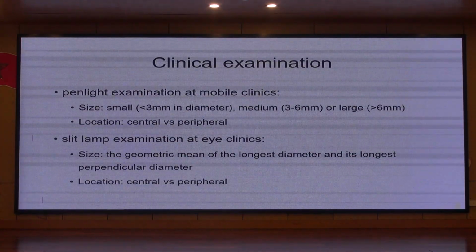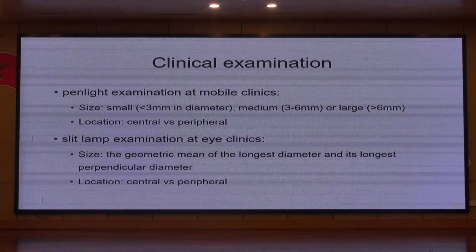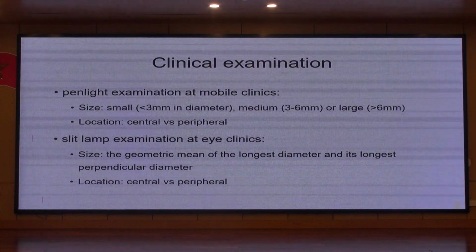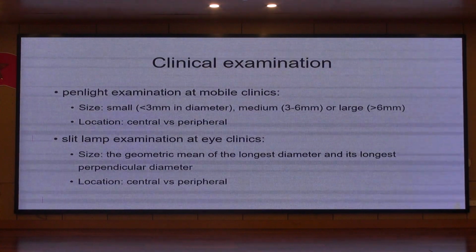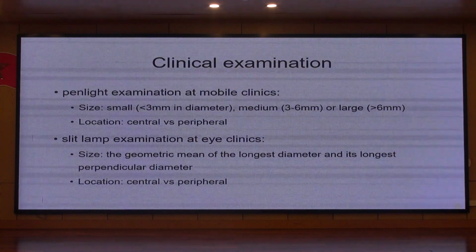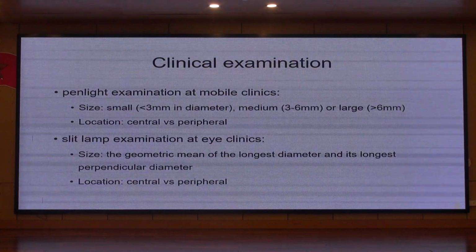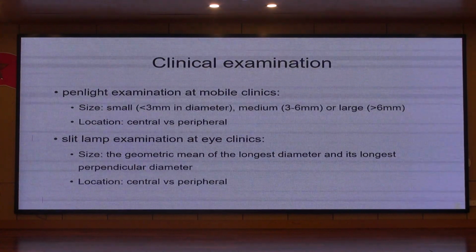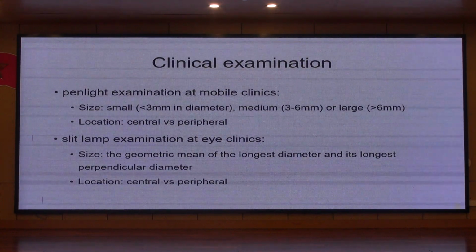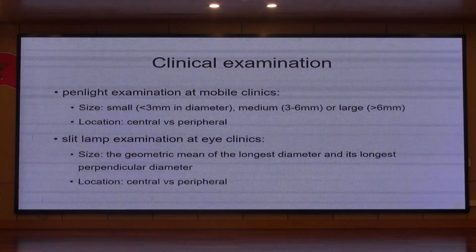For eye examinations, as I mentioned earlier, those who could not present to the eye hospital only had the penlight exam. During the penlight exam, the examiners reported the size and location of the opacity, and the size was recorded as small, medium, or large. For those who presented to the hospital, we did both slit lamp and penlight exams. During the slit lamp exam, the examiners also recorded the size and location of the opacity, but the size was recorded as the geometric mean of the longest diameter and its longest perpendicular diameter.